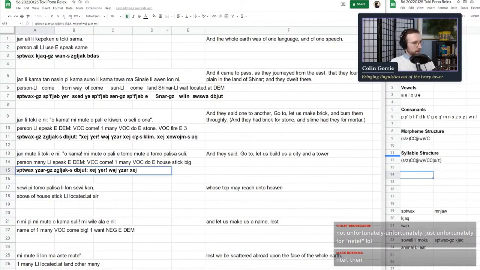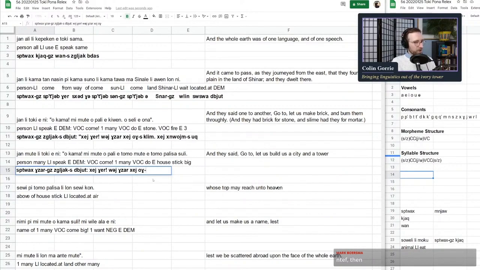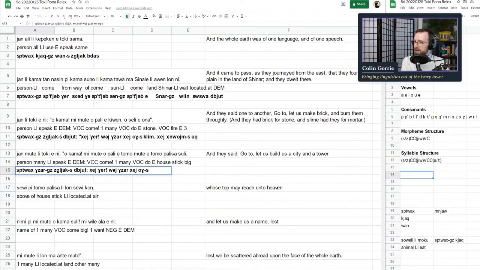What was it? Og. O's, and then we need something for house, stick, and big. I think we have lots of choices here. So let's make house clock. Let's make this morpheme, which I've lost, stick. Literally, this is going to be tower, house, stick, or house that's shaped like a long, thin, like a branch or a stick.